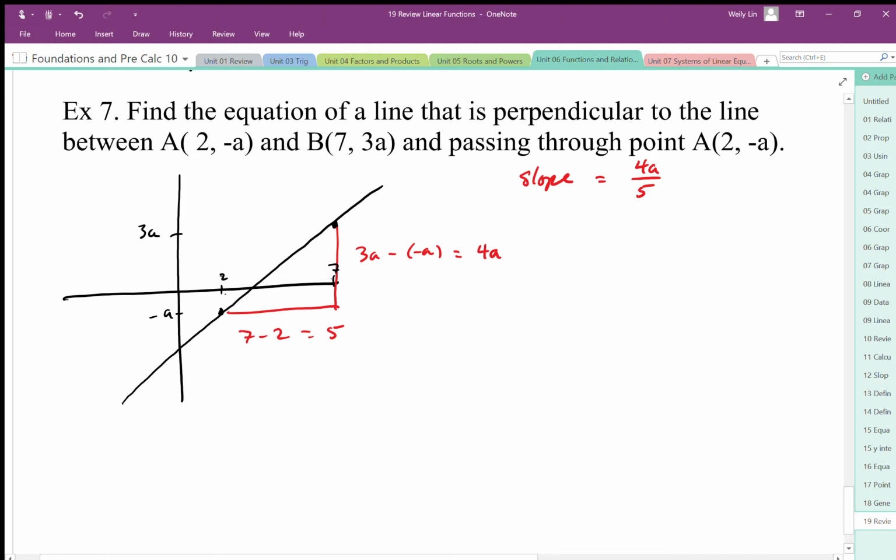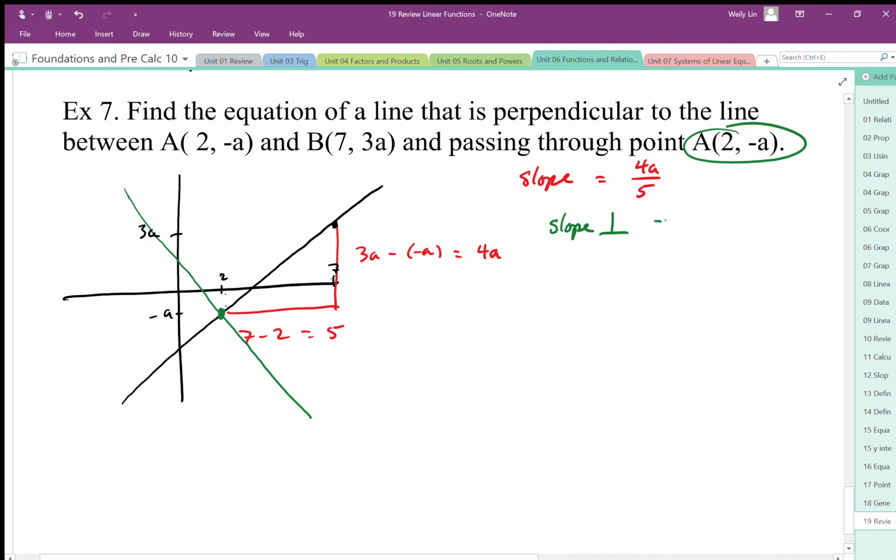So we want to know the equation of not this black line I've drawn, but the perpendicular line here through this point of 2, negative a. So I need to know the slope of that perpendicular line. And I have a point, so I can actually just plug it in and work out the point slope form of that. But really I just need the slope of the perpendicular line.